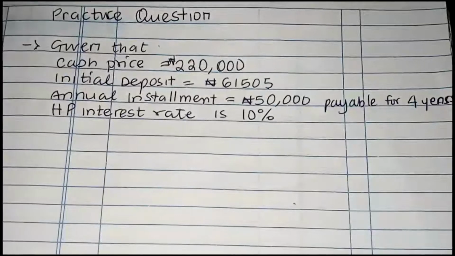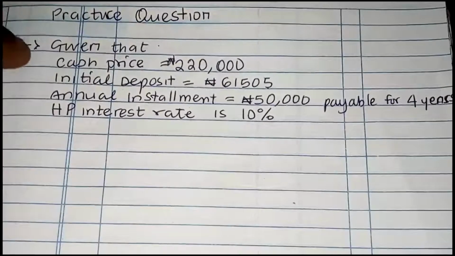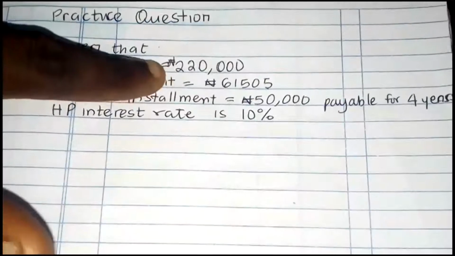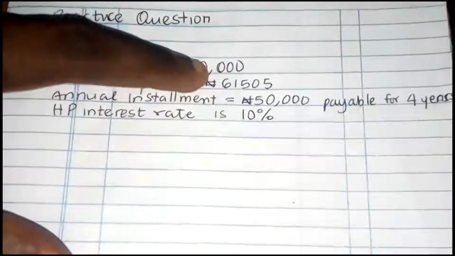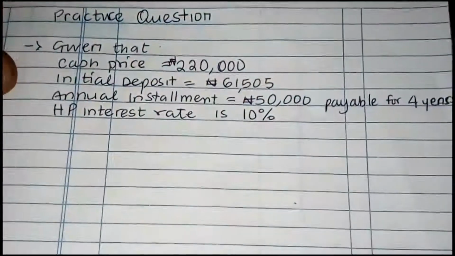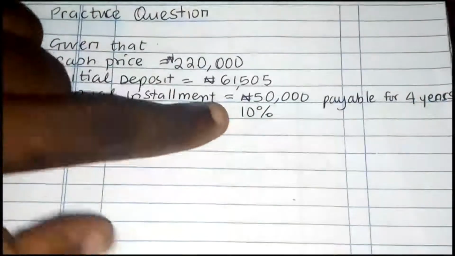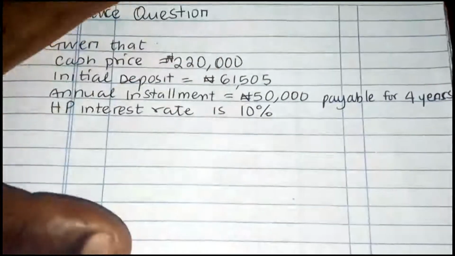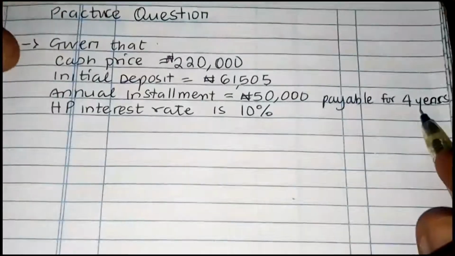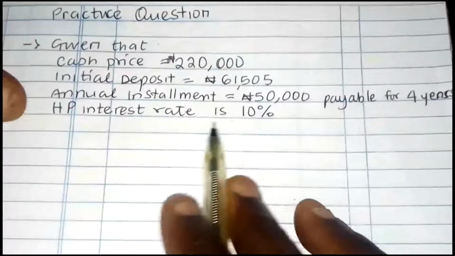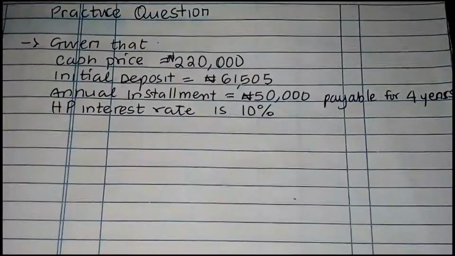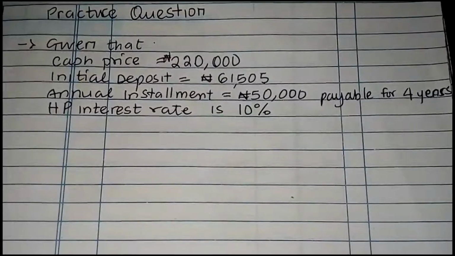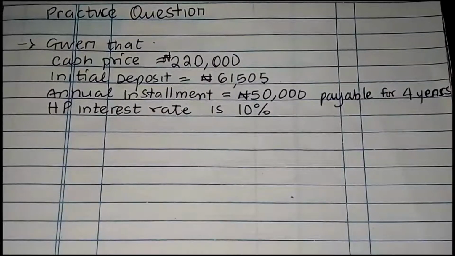Now let's look at this simple analysis. Given that cash price is 220,000, initial deposit is 61,505, then the annual installments is 50,000, payable for how many years? 4 years. Then the hire purchase interest rate is 10%. Okay, so let us calculate the hire purchase interest for those 4 years. What will be the hire purchase interest for the 4 years?